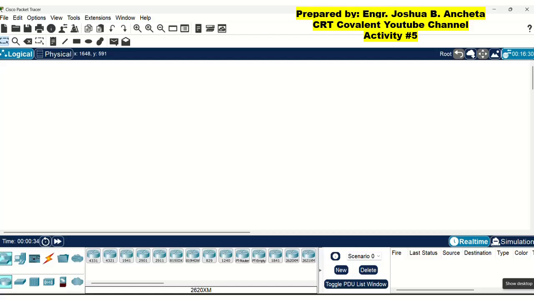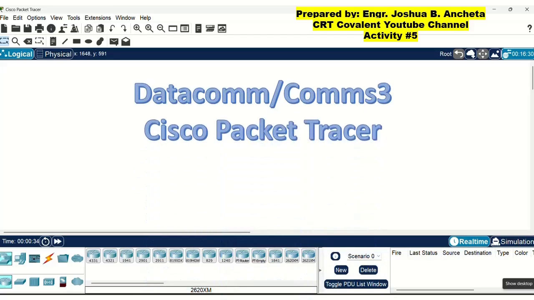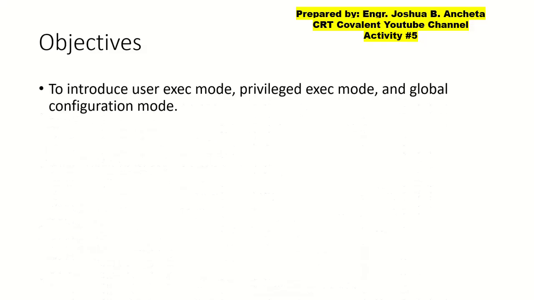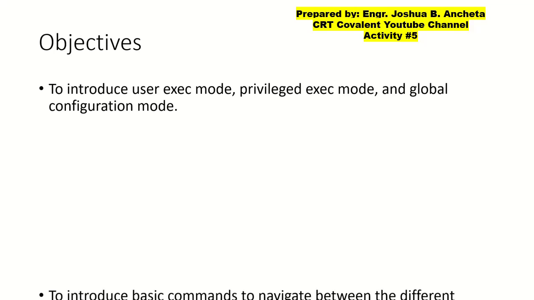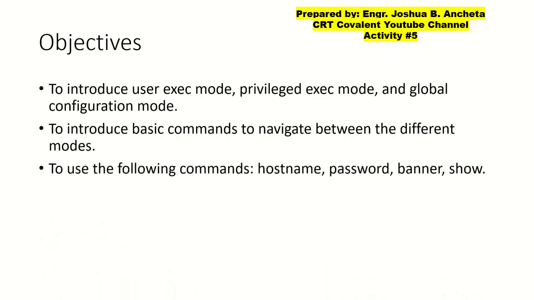We will continue the discussion of lab activities for Datacom or Coms3, in general Cisco Packet Tracer. This is activity number 5, basic switch configuration. For the objectives, to introduce user executive mode, privilege executive mode, and global configuration mode. To introduce basic commands to navigate between the different modes, and to use the following commands: hostname, password, banner, and show.